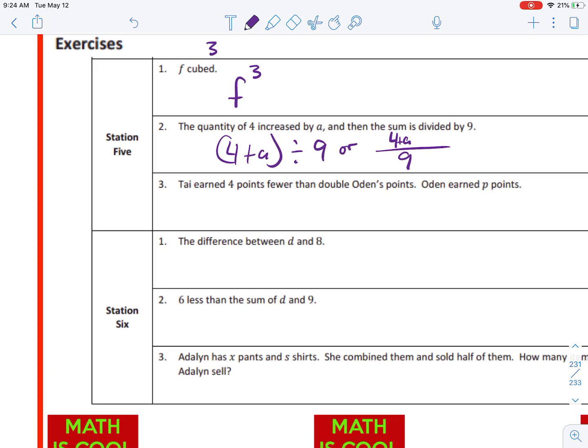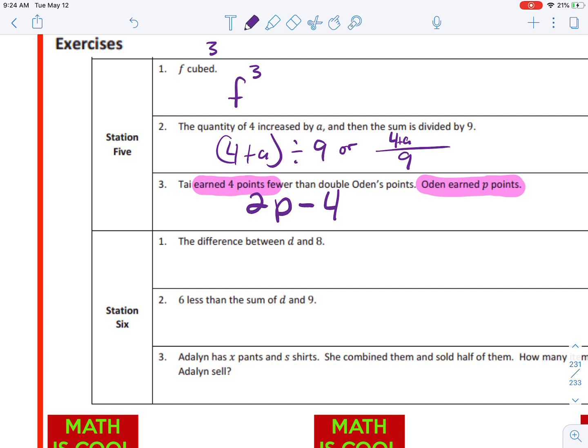Number 3, Ty earned 4 points fewer than double Odin's points. Odin earned P points. So he scored double Odin's points first, and Odin scored P points. So we have to do 2P. And then it tells us that he earned 4 points fewer. So this is going to be 2P minus 4.